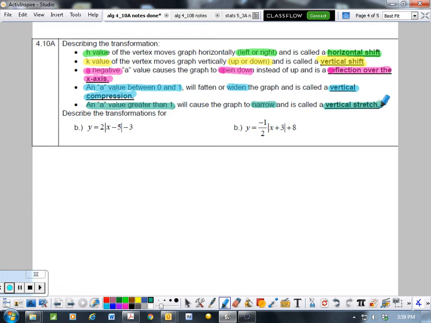So we have some examples here of going over what's happening. This is my H value. Let's actually color code that. My H value was green. So this is my H value, and that's going to be my horizontal shift. Remember, I changed the sign of these ones because of the way that works. So this is a horizontal shift of +5, which means I'm moving my graph to the right 5.